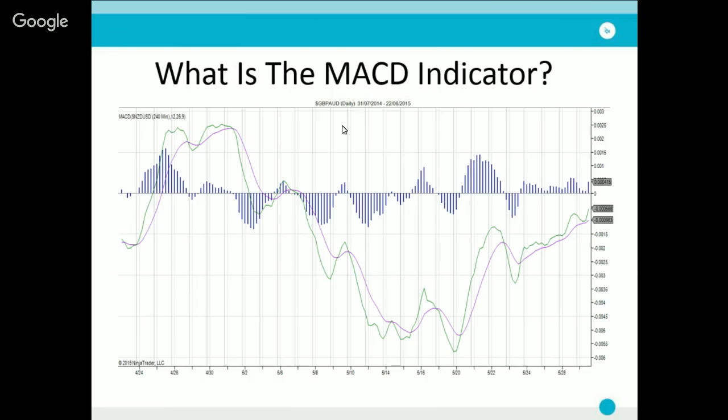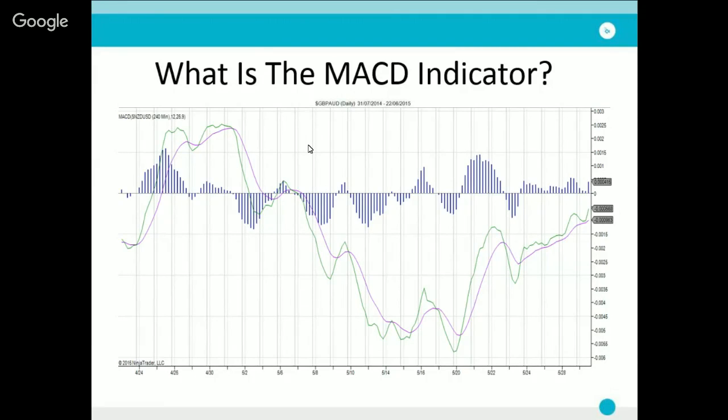So again, as with the stochastics, and really as with all indicators, what I suggest is that you take a look at different indicator settings and play around with it a bit and find the settings that you feel most comfortable with. Again, the lower your settings go, the more sensitive they'll be to price. And the higher your settings go, the less sensitive they'll be to price. So it really is just about finding the settings that work best for you. But these are the default settings for the indicator, 12, 26, and 9.